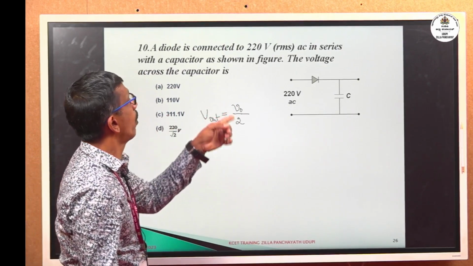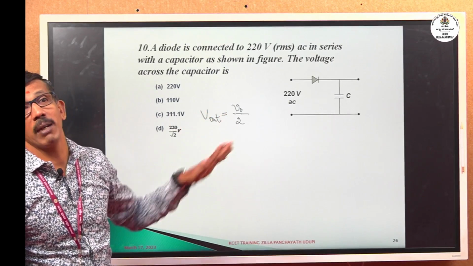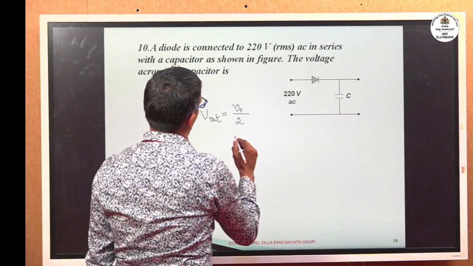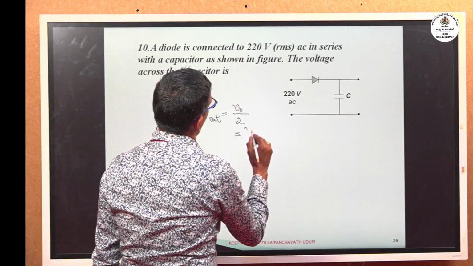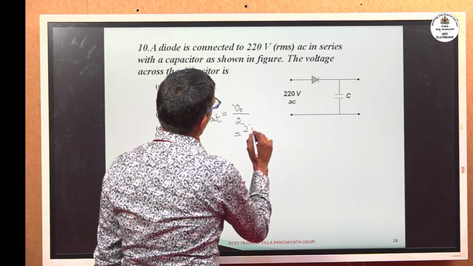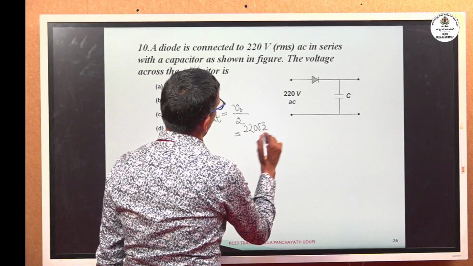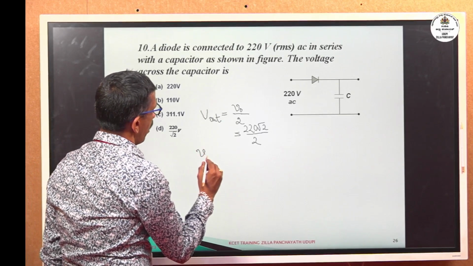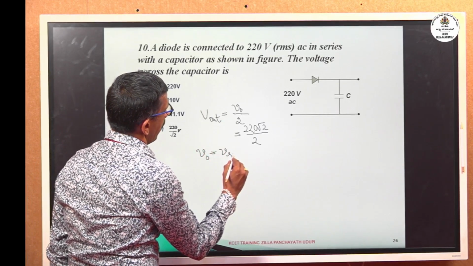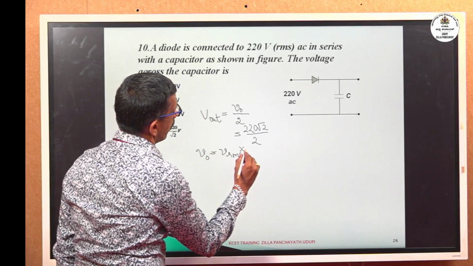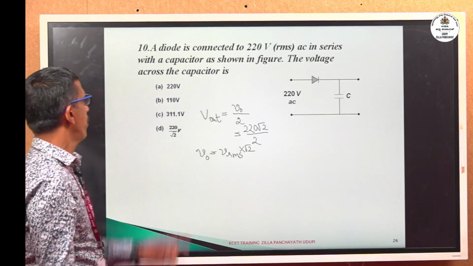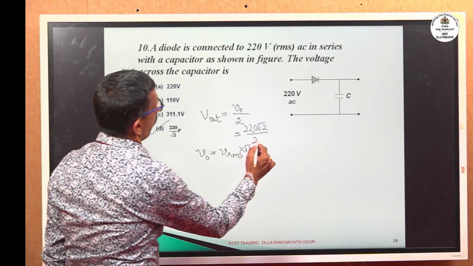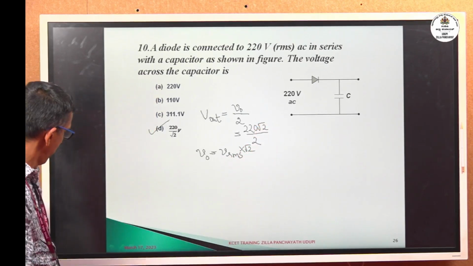So, V output is equal to V naught by 2, peak value divided by 2. What is the value? They have given Vrms. So, peak value becomes 220 root 2 by 2. Because we know V naught, the peak value, is nothing but RMS value into root 2. If you simplify, we get output as 220 by root 2, because the 2 and root 2, one root 2 cancels. Just we see the solution.